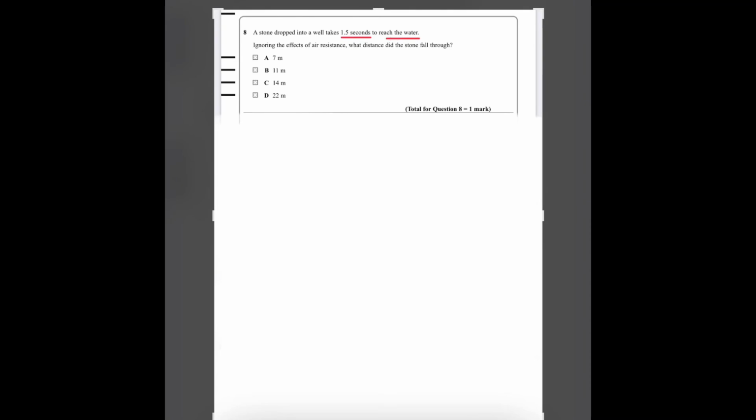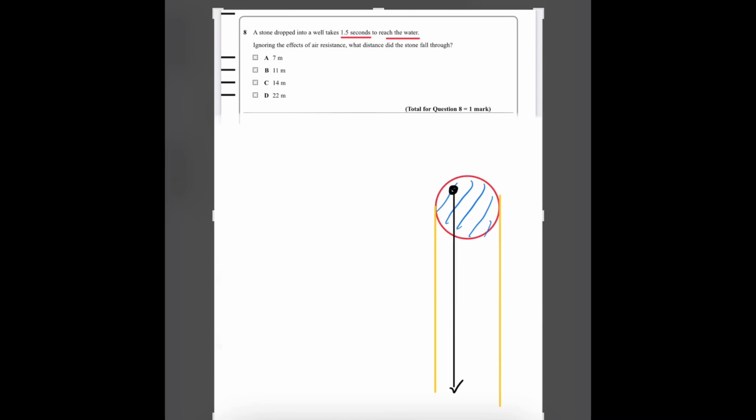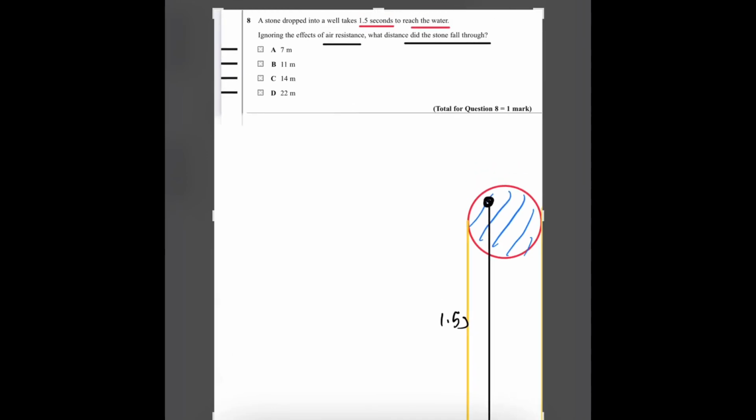So basically we have a well over here, and the well goes down. This is the surface of the well, and the well goes down like this to the bottom, and when a person throws an object, it goes down, and when it reaches the ground, after 1.5 seconds, right? So ignoring the effect of air resistance, what distance did the stone fall through? So basically we have to use the SUVAT equations here.